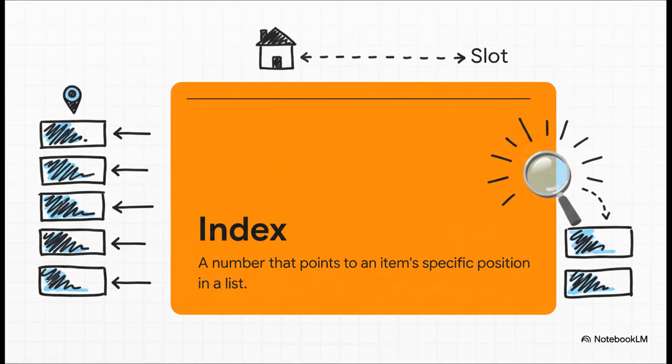Honestly, the best way to think of an index is like an address or a slot number for each and every item in the list. Every single item gets its own unique index number so we can find it whenever we want.